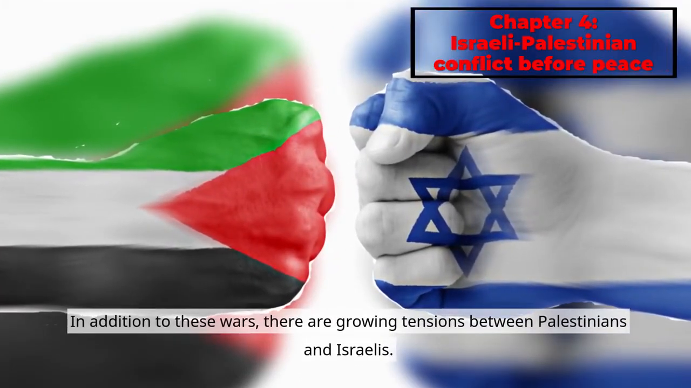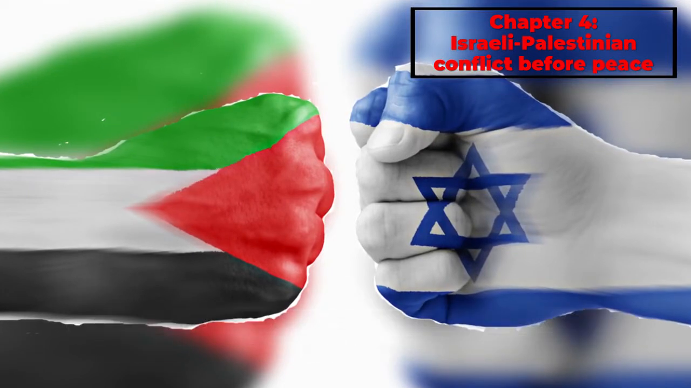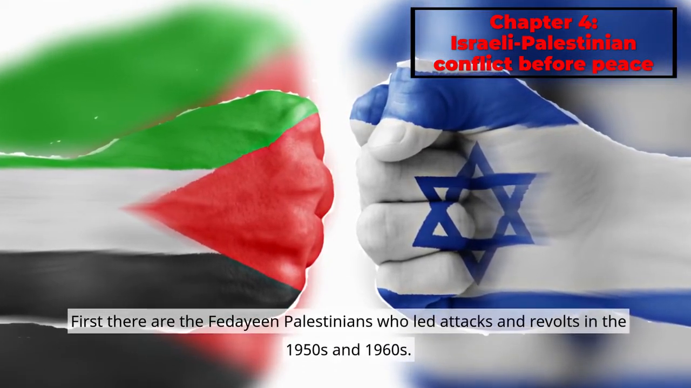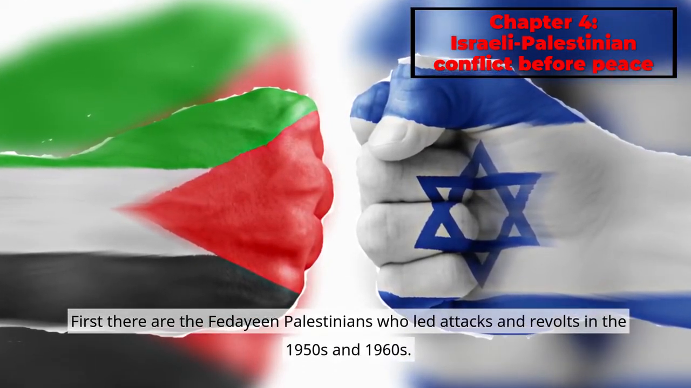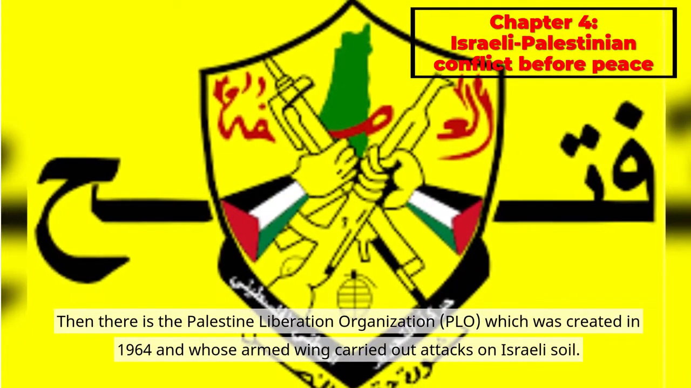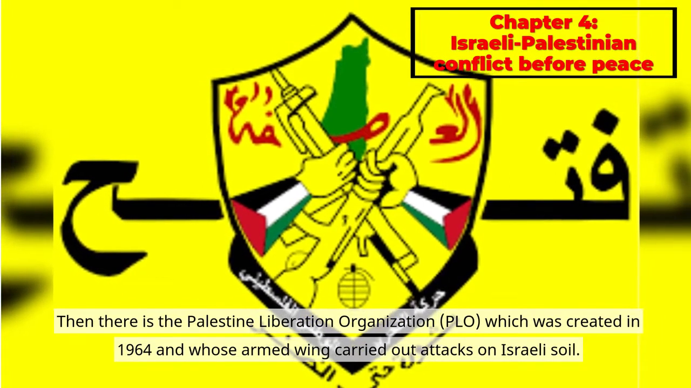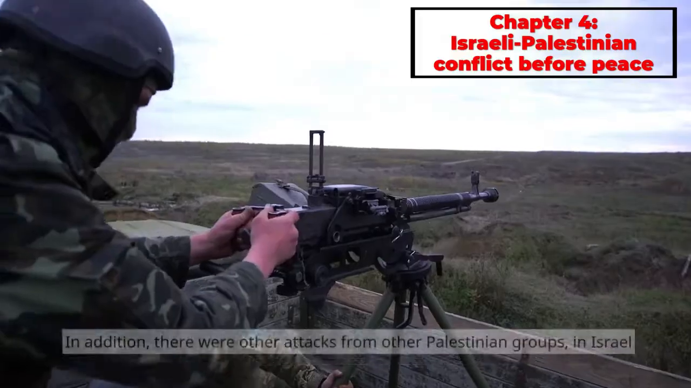In addition to these wars, there were growing tensions between Palestinians and Israelis. First there were the Fedayeen Palestinians, who led attacks and revolts in the 1950s and 1960s. Then there is the Palestine Liberation Organization, known as the PLO, which was created in 1964 and whose armed wing carried out attacks on Israeli soil.